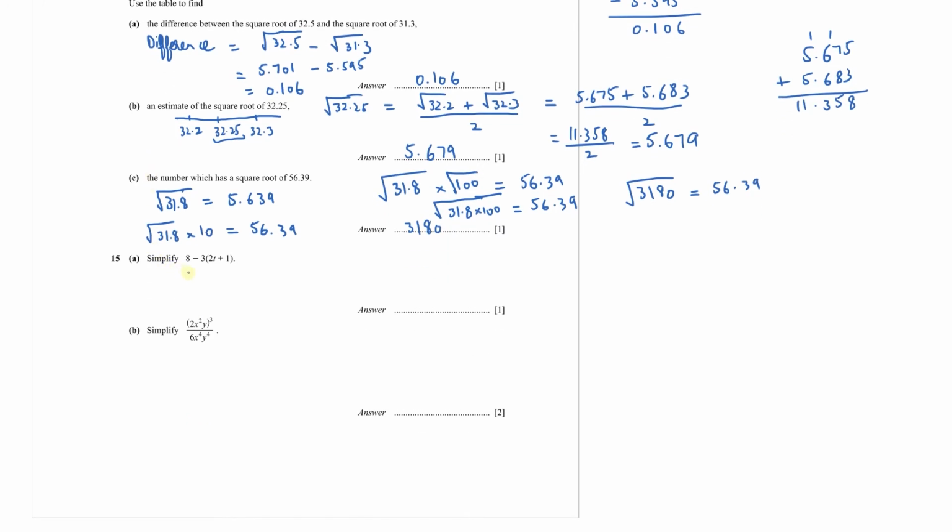Question number 15 is you have to simplify this expression. So I can open the bracket. So minus 3 times 2t will be minus 6t. Minus 3 times plus 1 will be minus 3. And 8 minus 3 will be 5. So 5 minus 6t.